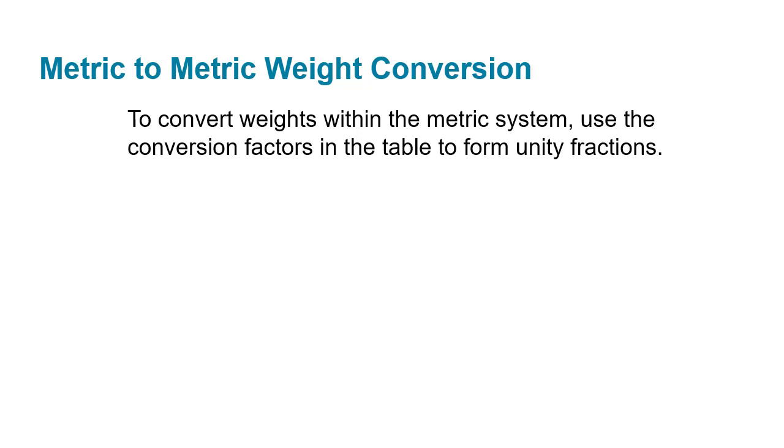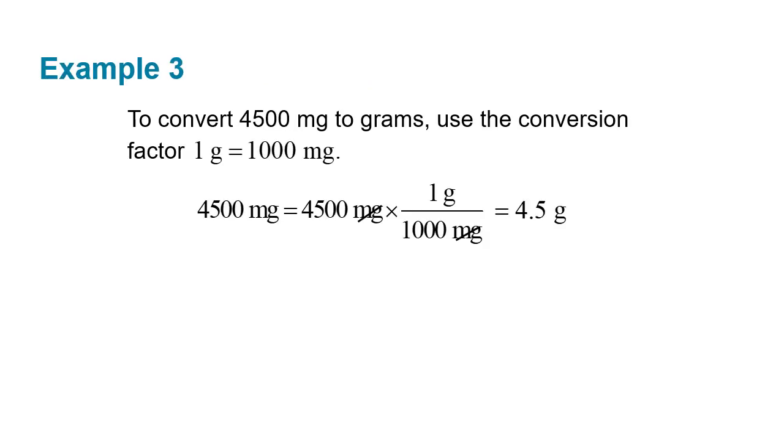Again, converting weights within the metric system is the same as all the others. It's just powers of 10. So you can use fractions with our unity fractions that we've talked about in other videos. Basically, the fraction has to equal 1 because we know 1 gram is the same thing as 1,000 milligrams. So if we multiply something by that fraction, we're really multiplying by 1, and we're not actually changing the size of it. We're just going to change the unit of measure because milligrams will cancel out, and you'll be left with grams, and you get 4.5 grams.